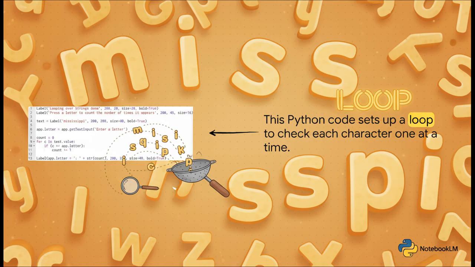And here is what that recipe looks like in Python. Just focus on line 9 in the code. That one little line, for c in text.value, that's the magic right there. It's basically telling the computer, all right, go through the string Mississippi one character at a time. First time through, make the variable c equal to M. Second time, make c equal to I. Third time, S. And so on. Then, inside the loop, we just ask a really simple question. Hey, is this character c we're looking at right now an S? If it is, boom, we add 1 to our counter.